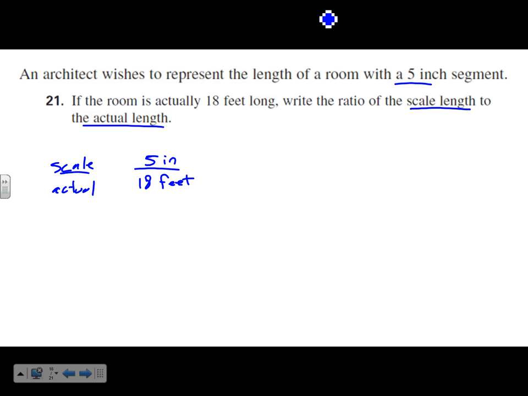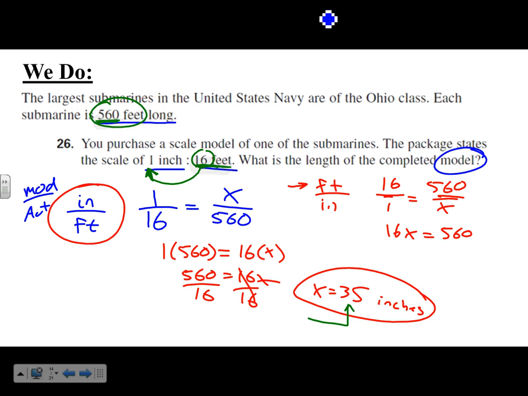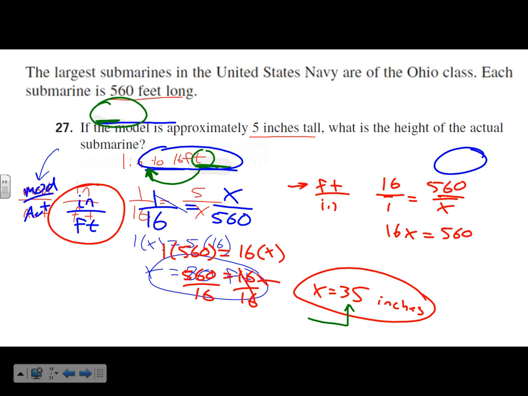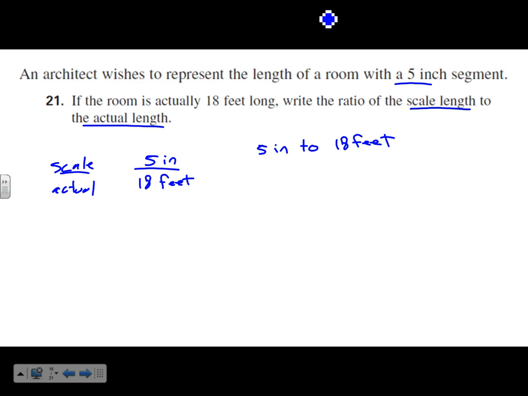So here's the thing. We could do this by putting 5 inches to 18 feet, if we just want to write it out that way, and that's what they did for this last one. They said the scale was 1 inch to 16 feet. So we could just say 5 inches to 18 feet. That'd be fine. If you want to say 5 inches over 18 feet, I'm okay with that. Just make sure you're labeling these because the label is important with this one.